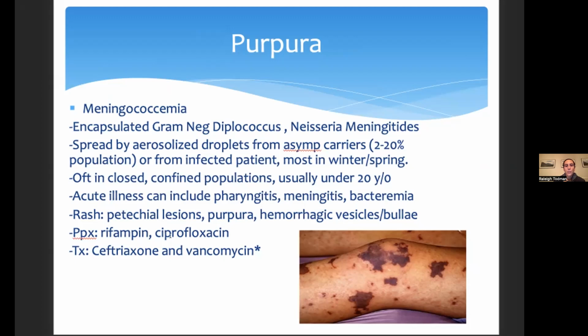Prophylaxis from exposure is Cipro or rifampin, and treatment is ceftriaxone and vancomycin. Often we'll be treating more broadly than that and treating for like listeria. Mortality is 13%. It's pretty high.